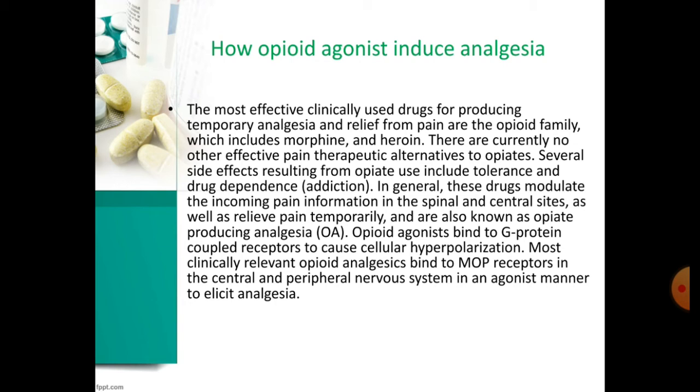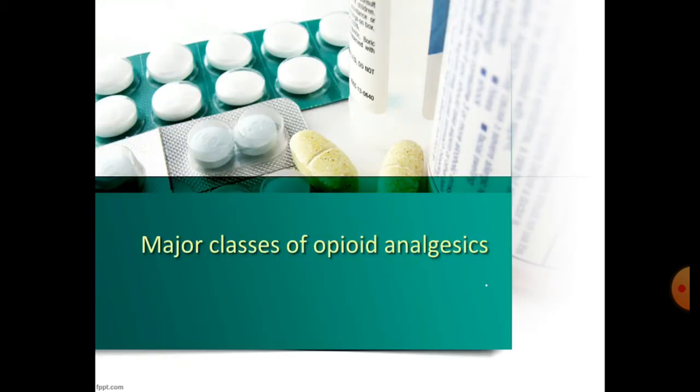In general, these drugs modulate the incoming pain information in the spinal and central sites, as well as relieve pain temporarily, and are also known as opiate-producing analgesia. Opioid agonists bind to G-protein coupled receptors to cause cellular hyperpolarization. Most clinically relevant opioid analgesics bind to MOP receptors in the central and peripheral nervous system in an agonist manner to elicit analgesia. So, major classes of opioid analgesics.